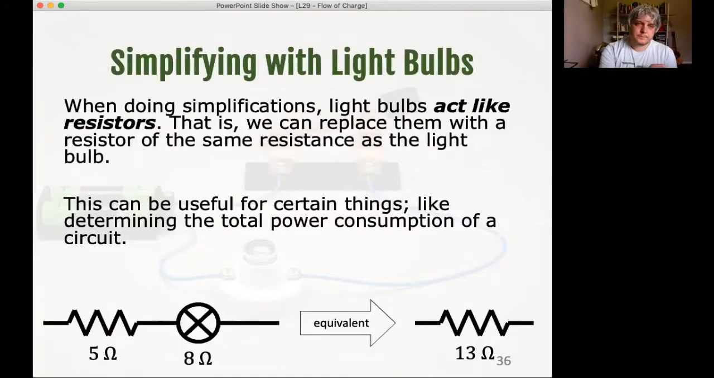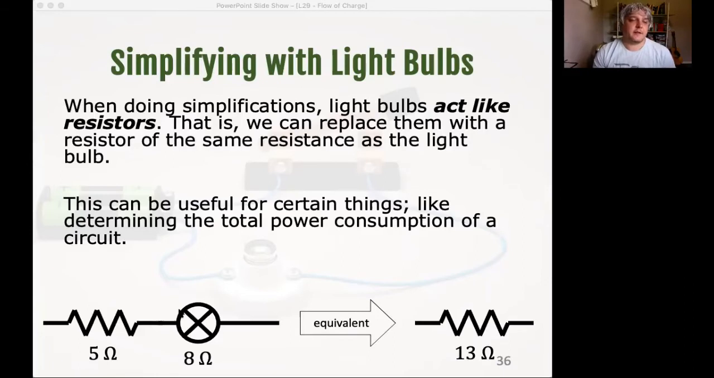When we have light bulbs, remember that a light bulb is just converting a bit of electrical potential energy into light as well as heat. A resistor is turning it all into heat. So when we have a light bulb, we can treat them exactly the same as we do a resistor for the purposes of simplifying.